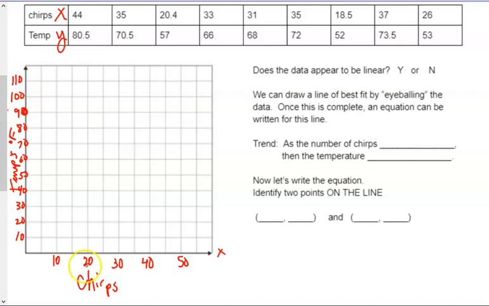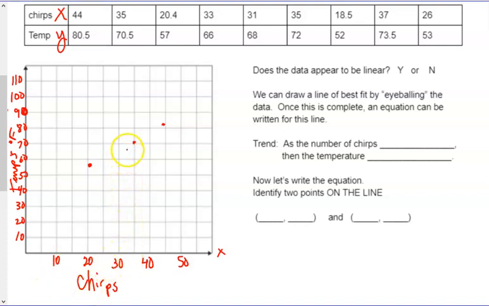Now, a lot of these we're just going to have to approximate. So for my first one, 44 chirps on the x, 80.5 on the y. So go to 44, which is about there, go up to 80.5, which is about there, and plot a point. Then I'm going to go over to 35, which is right on the line, up to 70.5, which is just right above the line. Then I'm going to go over to 20.4, up to 57, so that's approximately there.